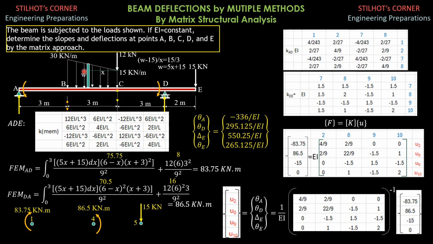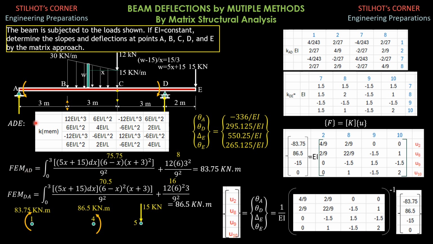Then we have a triangle here. The height of the strip is denoted by W, and therefore this is W minus 15 kilonewton per meter. So W means 15 kilonewton per meter as to X. So I designate this as X equals 3 minus 0, 15 as to 3. So W therefore is 5X plus 15.